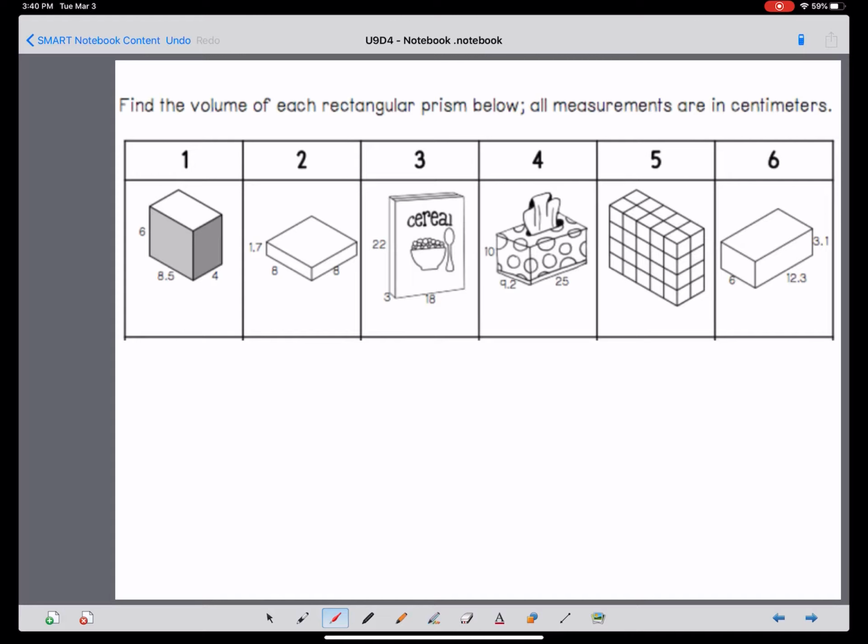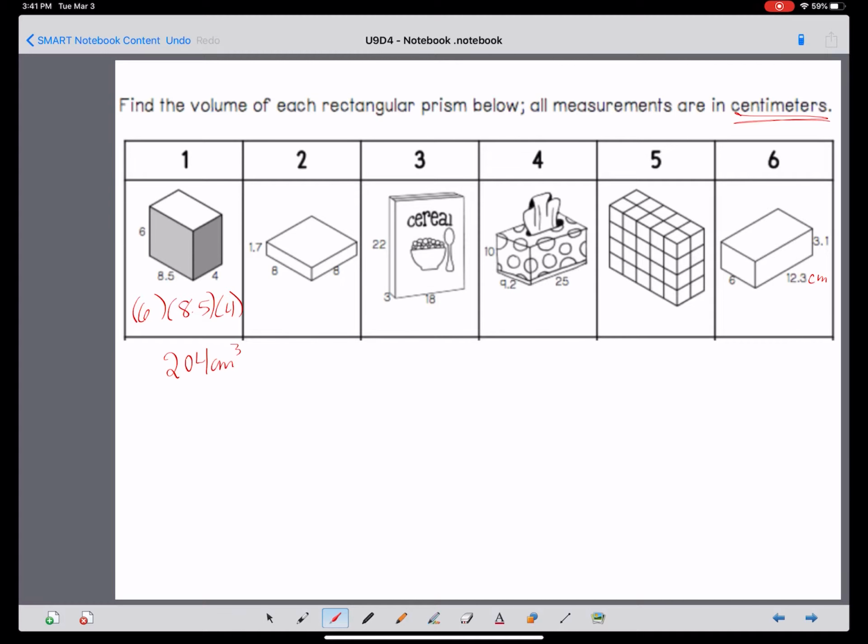So find the volume of each rectangular prism below. All measurements are in centimeters, so these should all say cm by them. All you would do is multiply the three side lengths together. You would do 6 times 8.5 times 4, and that would give you 204 centimeters cubed.